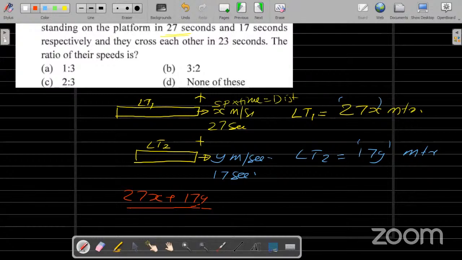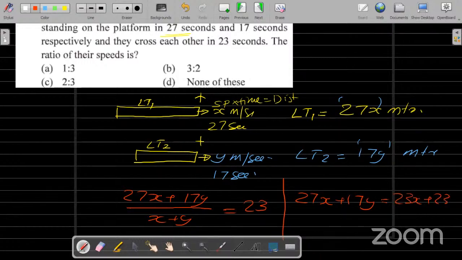And since they are moving in opposite directions, the relative speed will be x plus y, multiplied by 23. So we get 27x plus 17y equals 23x plus 23y. Take the x terms to one side and send the y terms to the other side. 27x minus 23x, 4x, equals 23y minus 17y, 6y. So x by y equals 6 by 4, that is equal to 3 by 2. That is the ratio of their speeds.